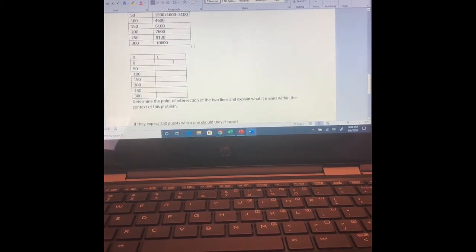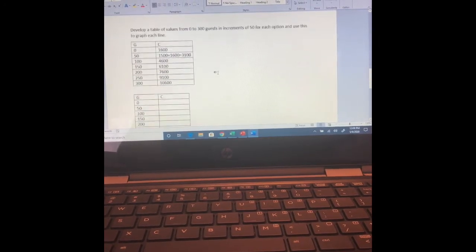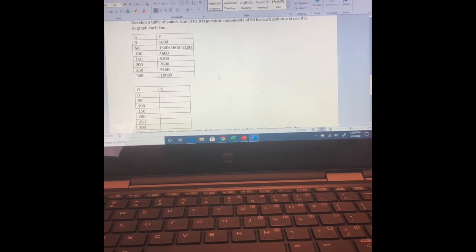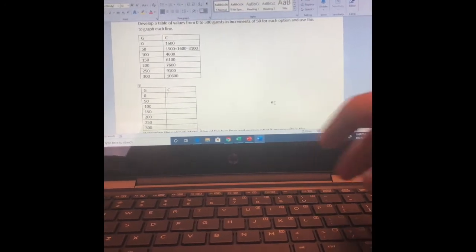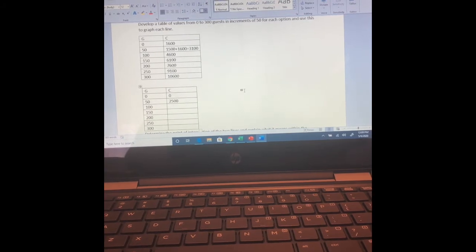Second one, you've got the second equation now, C equals 50G. C is cost, $50 per guest. So now let's go through that. There's our first equation, and now our second one. If you have 0 guests, you cost $0 because 0 times 50 is still 0. Now, 50 times 50... Okay, with 50 guests, it is cheaper to go with the second option, the hall.